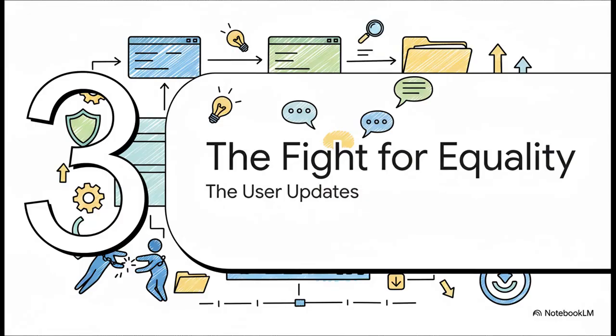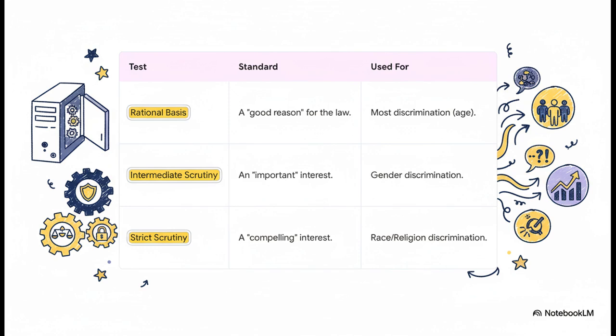Of course, those rights weren't always applied equally to everyone, and this brings us to what you could call the user updates, the long and still ongoing struggle to expand equality for all citizens. When courts have to decide if a law that treats people differently is constitutional, they use one of these three tests. You can think of them as different levels of difficulty. For most laws, the government just needs a good reason. That's the easy one, the rational basis test. For laws based on gender, the bar is higher. They have to prove an important interest. But for laws that discriminate based on race or religion, the government faces the toughest test of all, strict scrutiny. They have to prove a compelling reason and that the law is perfectly tailored to achieve it.